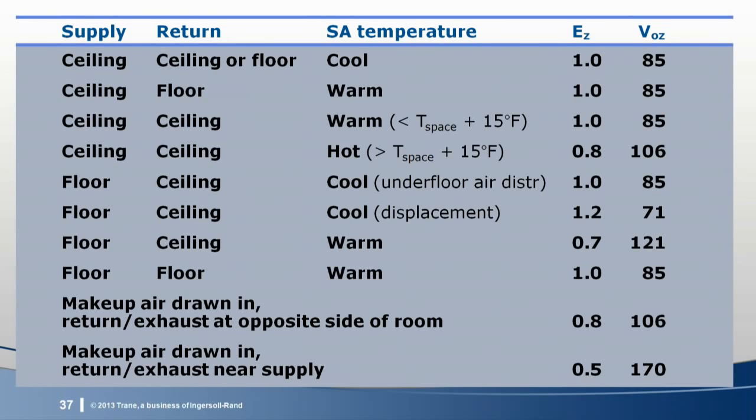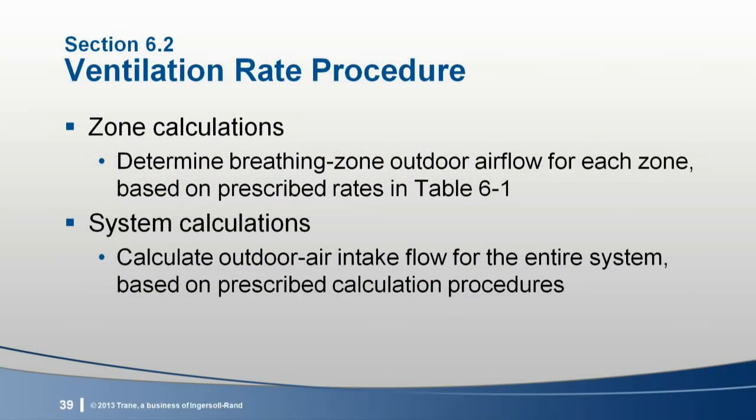A common example is a hotel in which the outdoor air is delivered to the corridor and then drawn into the individual guest rooms underneath the door. So that covers the zone calculations of the ventilation rate procedure. Next, John will explain the system calculations.